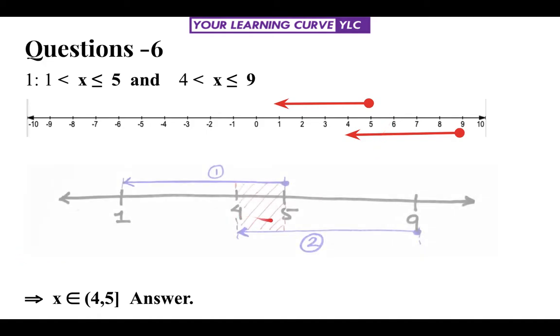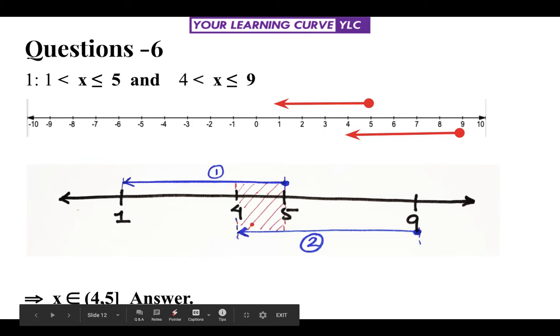Now if we combine these two inequalities together, the numbers lying in this interval satisfy the first inequality and the numbers lying in this interval satisfy the second inequality. So we will take the common part in both the inequalities. We see that the interval is still the same, 4 to 5.